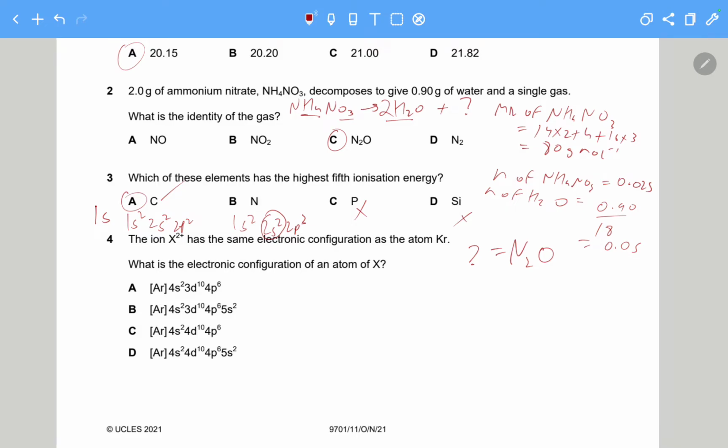The next question is, the ion X2 plus has the same electronic configuration as the atom krypton. So what is the electronic configuration of an atom of X?